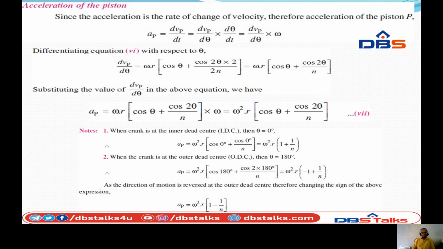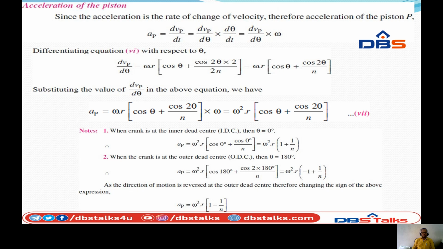Now take note: when the crank is at the IDC, inner dead center, then theta is at 0 degrees. So cos theta is cos 0, which is 1. So AP is equal to omega square r into 1 plus 1 by n.